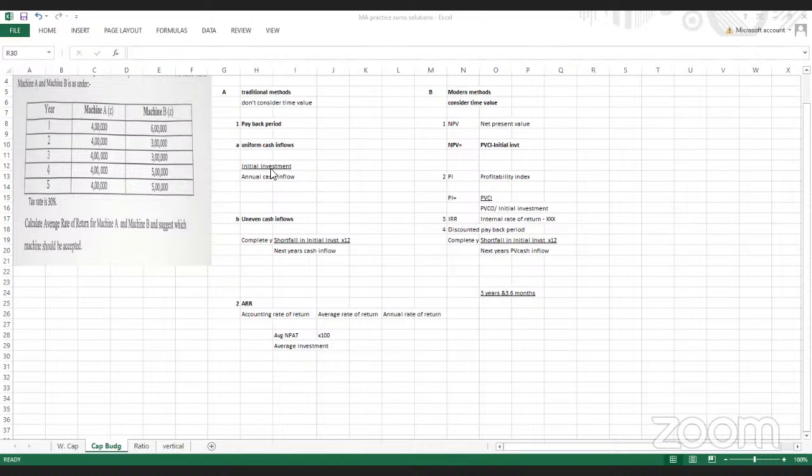Good morning students. Today I'll be covering the chapter capital budgeting. Capital budgeting. This chapter is very important from exam point of view. In this chapter, you will be learning methods of evaluating capital projects.